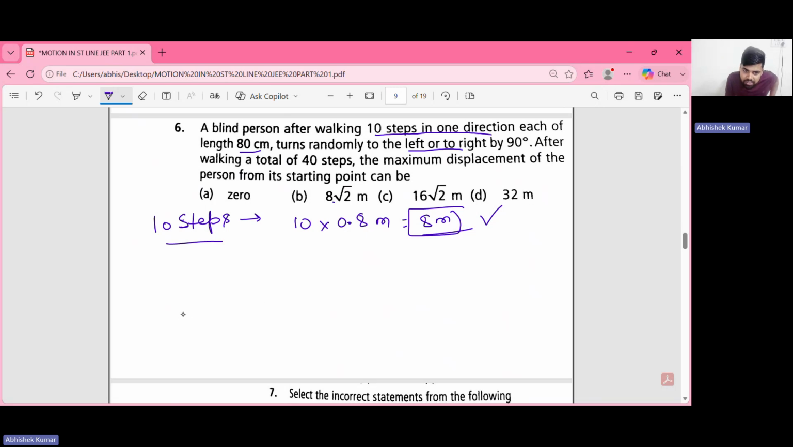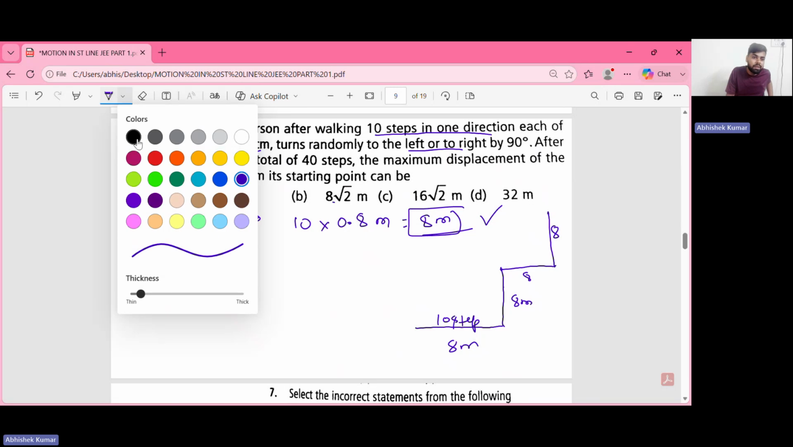Suppose in the first 10 steps he travels like this, 8 meter. Then again he travels like this, 8 meter. Then again left, right like this, again he travels 8 meter. Okay, I will make it proper. Wait. So suppose you travel first 8 meter like this. Then again you travel like this 8 meter. It means 10 steps this one, again this is 10 steps. Again he travels 10 steps like this and again 10 steps like this. This is also 8 and this is also 8.